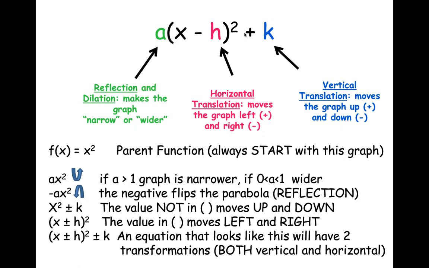Then we have this k value that's outside the brackets. That is going to cause the graph to move up and down. And then we have our h value, which is inside the parentheses, and that's going to cause it to move left and right. And if you see an equation that has something being added or subtracted inside and outside of the parentheses, that means that you are going to have two transformations. That means that it is moving both vertically and horizontally.